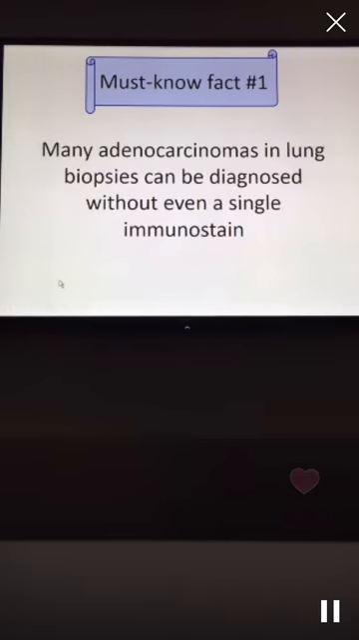So we're going to start with our must-know facts. There are six facts I'm going to teach you today. I hope you go away with six take-home facts from this lecture. The first fact is, in a lung biopsy, so in a small biopsy, like a transbronchial or endobronchial or core needle biopsy, many adenocarcinomas can be diagnosed.